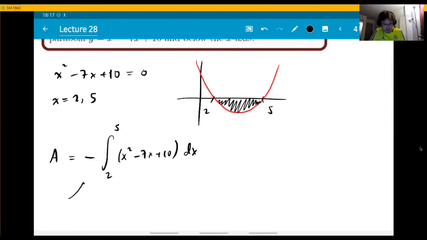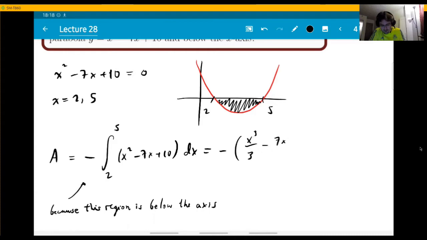This is just because this region is below the axis. The integral itself would be negative. And if you add another minus in front, that gives you the positive value that you're looking for, because you're looking for the value of this area. Now just compute this. Minus, integrate the function, x cubed over 3 minus 7x squared over 2 plus 10x, calculated between the numbers 2 and 5.